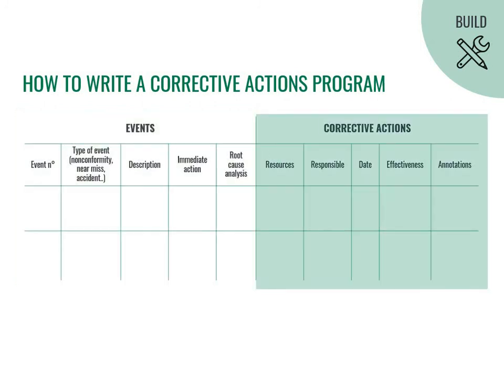For the corrective actions, be as specific and concrete as possible. Resources. How much will your action cost? Responsible. Who will be responsible if it is not done? This is very useful to be sure that it is actually done. Date. This is also to be sure that this project doesn't get postponed continuously. Effectiveness. Just write if it was done or not, and with what results.